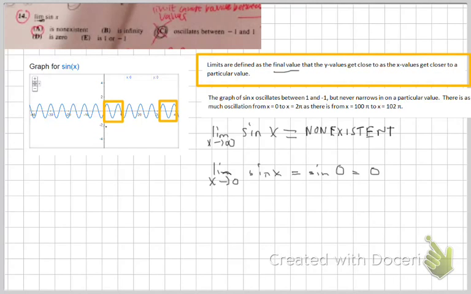What we're trying to get across here is that you don't average things out, and as long as it doesn't narrow into a specific value, you will have a non-existent limit.